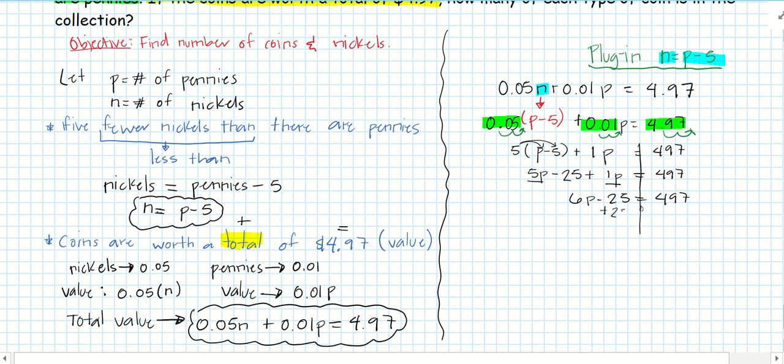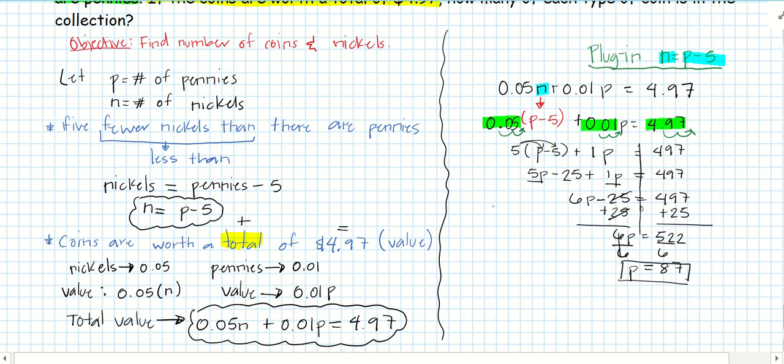And then I'm going to be adding the 25 on both sides because I have to do the opposite of subtraction. 6p equals 497 plus 25, which is 522. And then I'm going to divide by 6. So p equals 87. Right. So that means that there are 87 pennies in the collection.